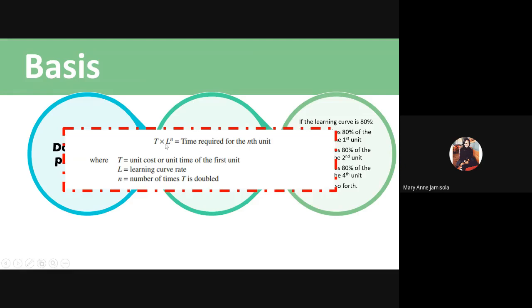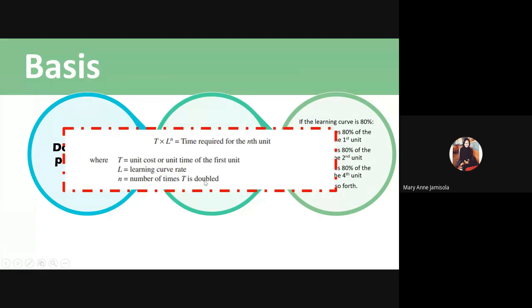You have T times L to the power of n. T being the unit time of the first unit. So how many hours or minutes did it take for you to finish the first unit or first product? And then times L, L being your learning curve rate, as this is given in the problem. And then to the power of n, n being the number of times the unit is doubled.